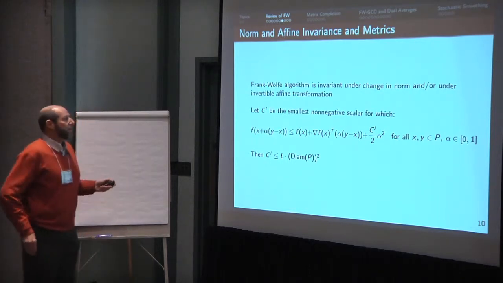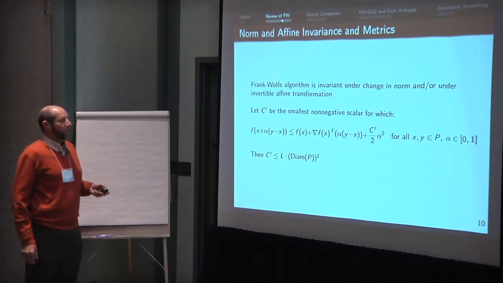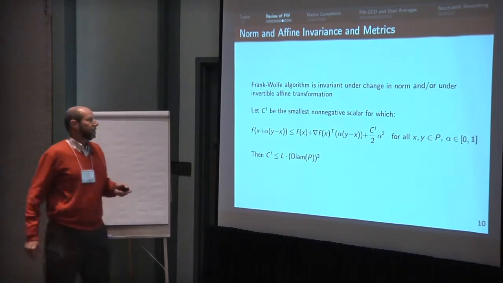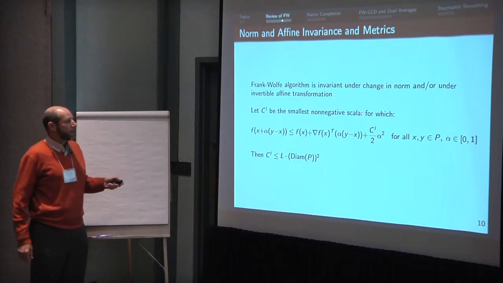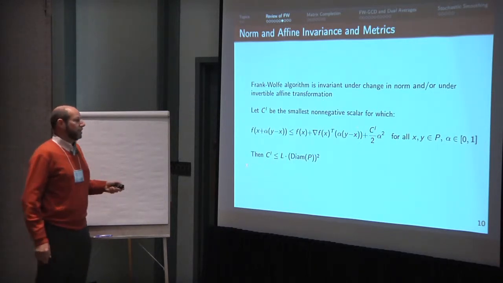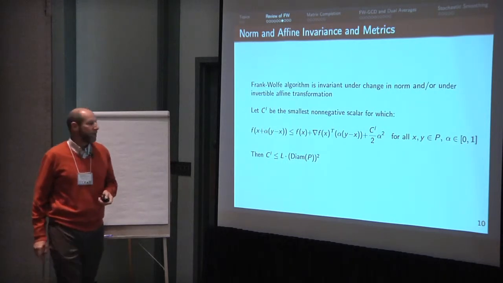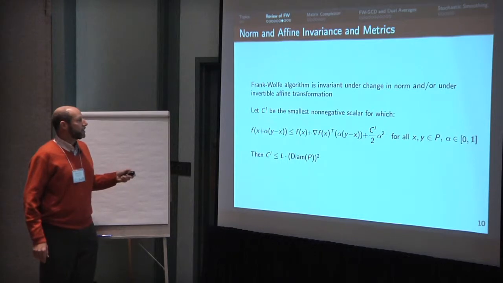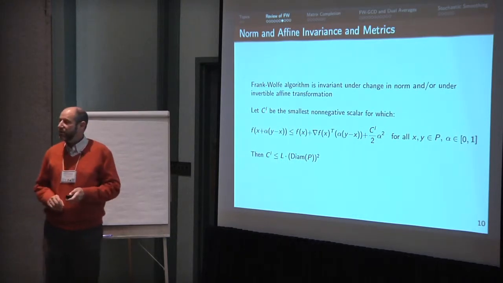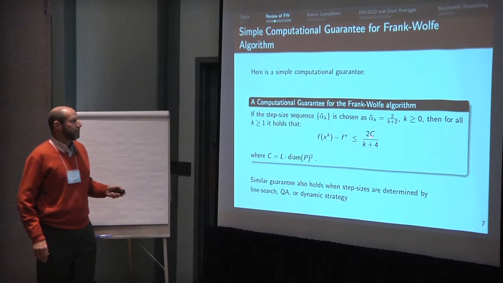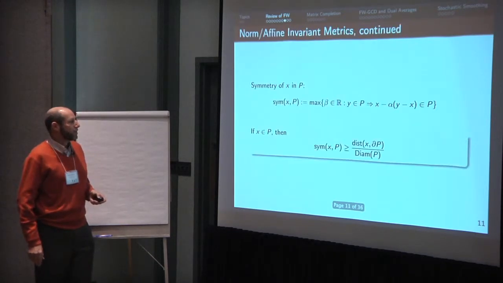Okay? And so one way to do this, I think of this as Clarkson's curvature constant. You can let C_L be the smallest non-negative scalar for which this inequality holds. Then that is going to be at most L times the diameter of P squared for any norm. But this constant C_L doesn't depend on any norm, and you can just plug that right in here. Okay, let me give you an example.